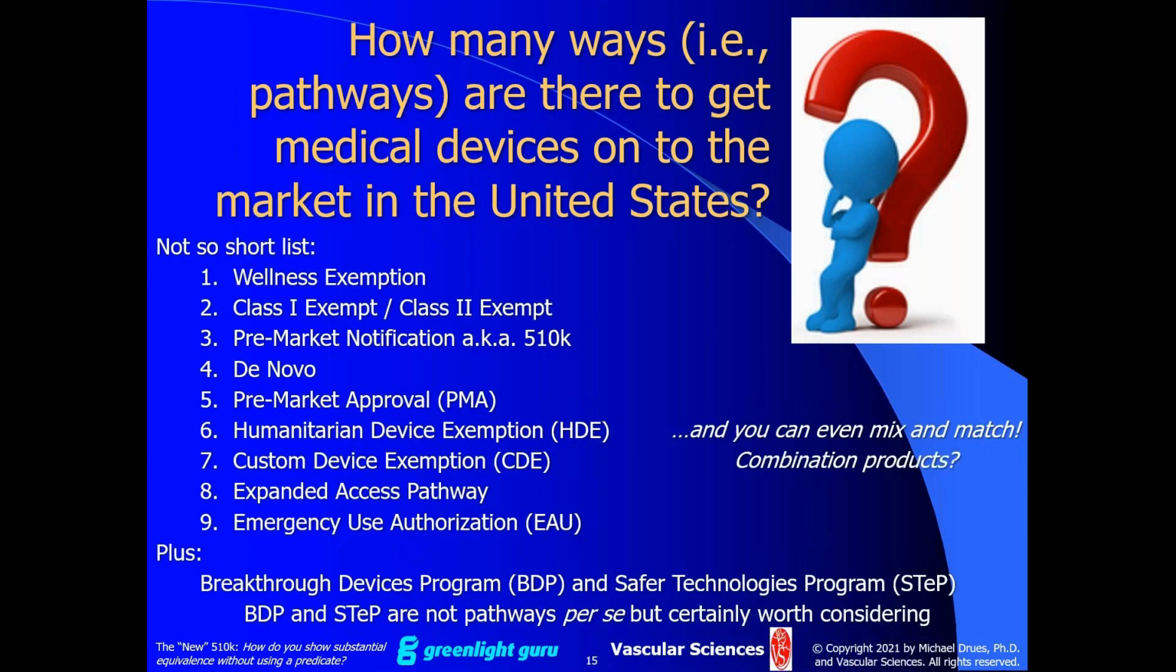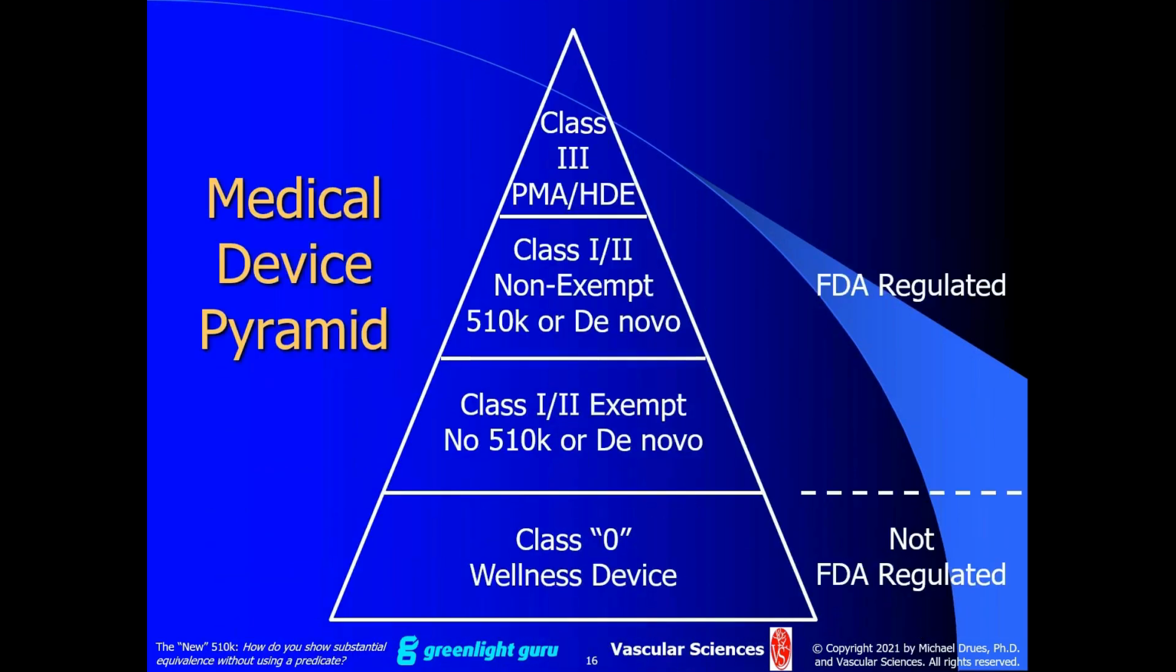And of course, if we get into combination products, a webinar that I did for Greenlight Guru just a few months ago on combination products, now the possible combinations of these pathways, what I call combination regulatory strategy, those numbers go up exponentially. So we're going to be focusing on the 510(k), obviously, in this webinar, where it fits in the medical device universe specifically.